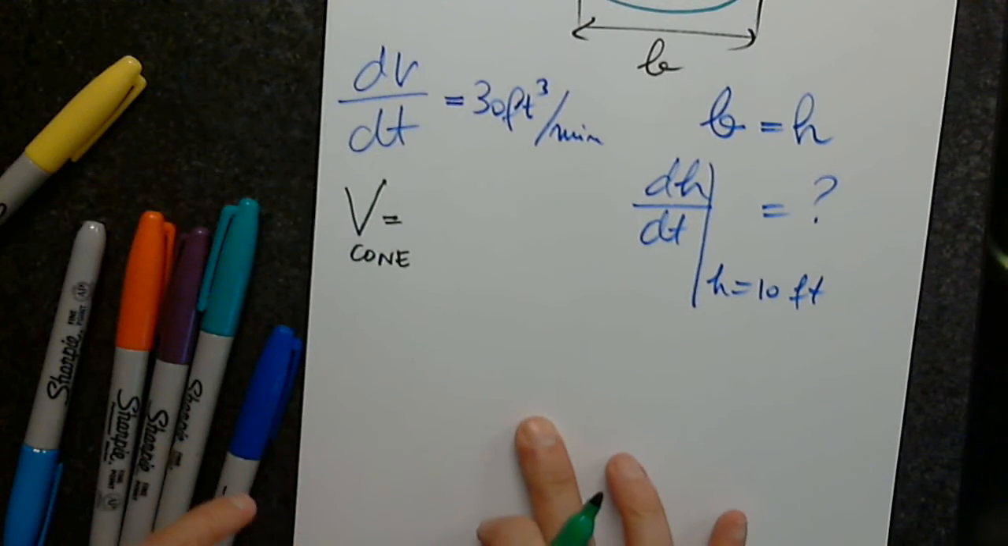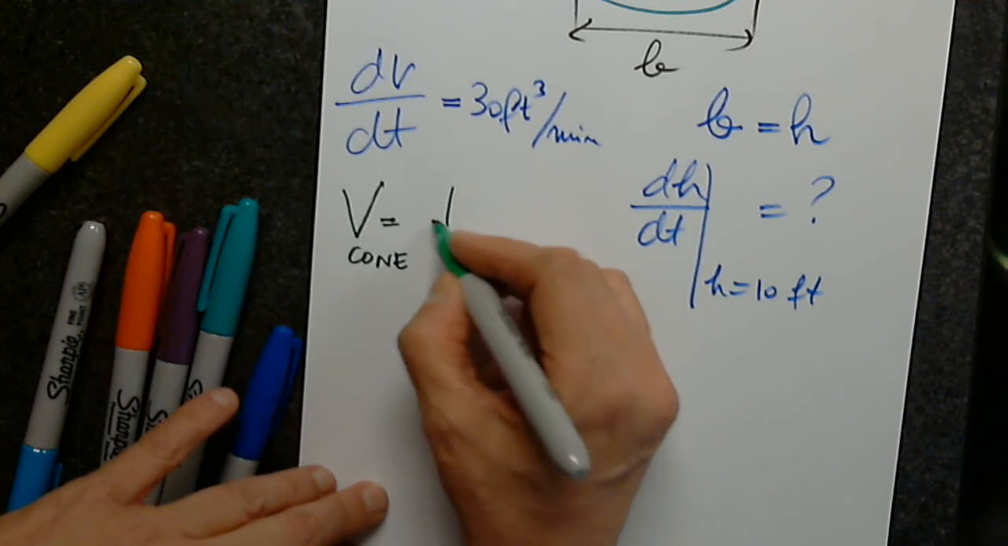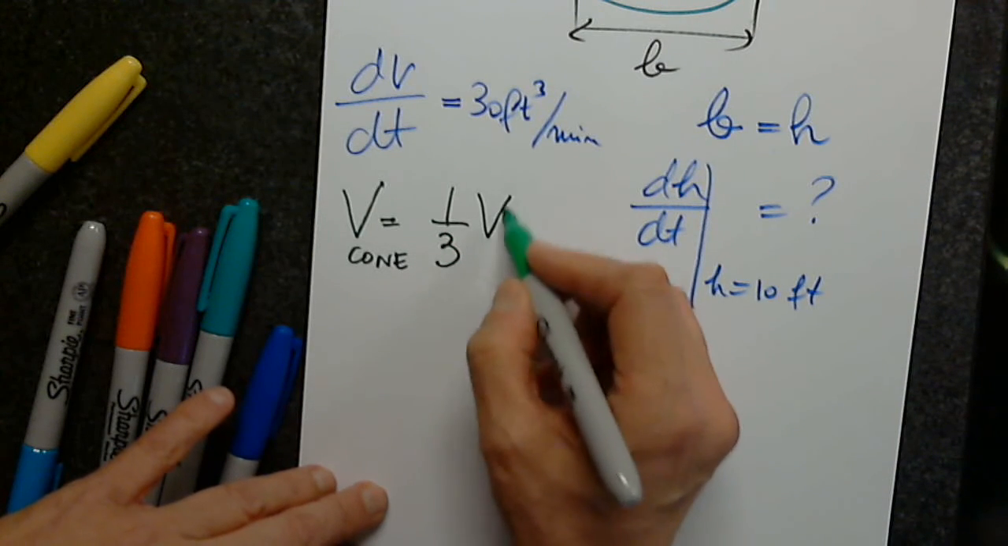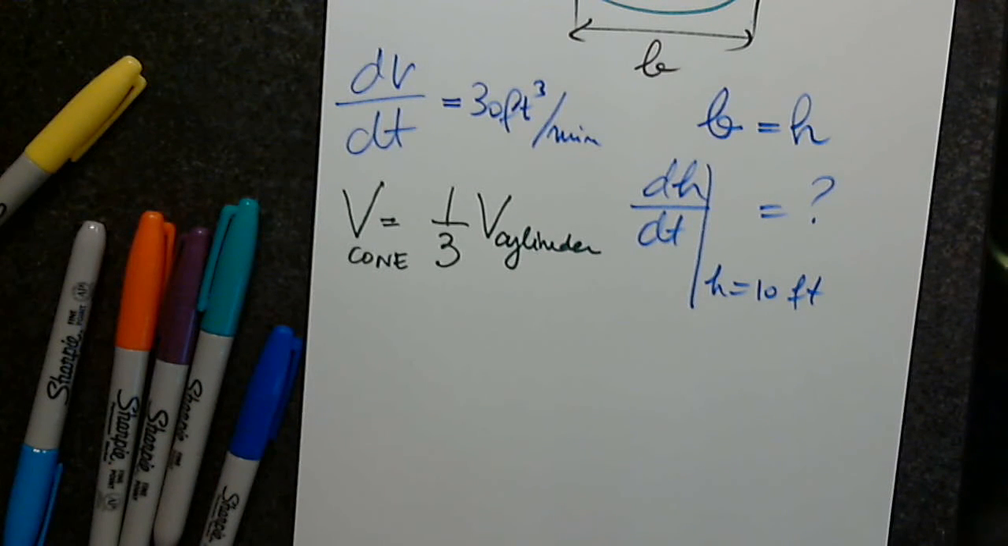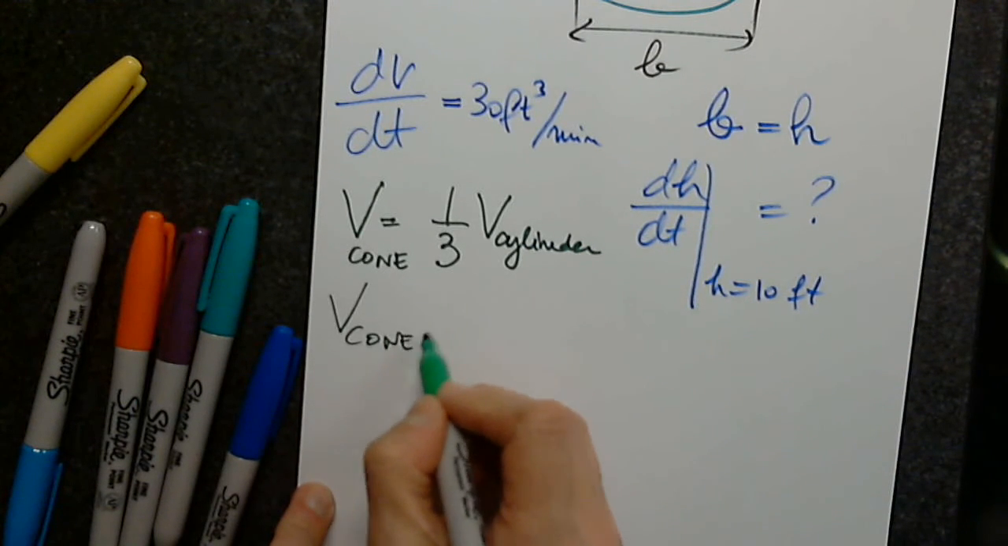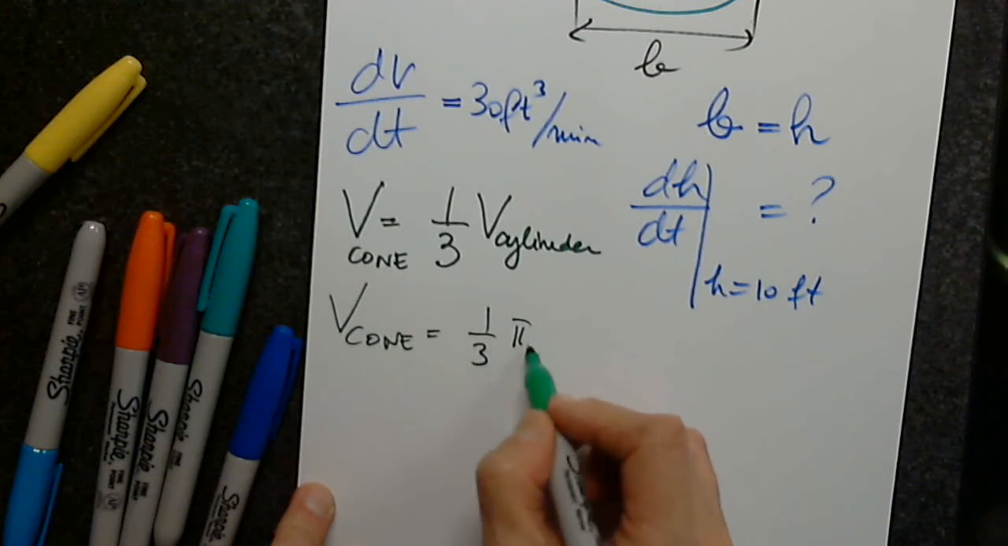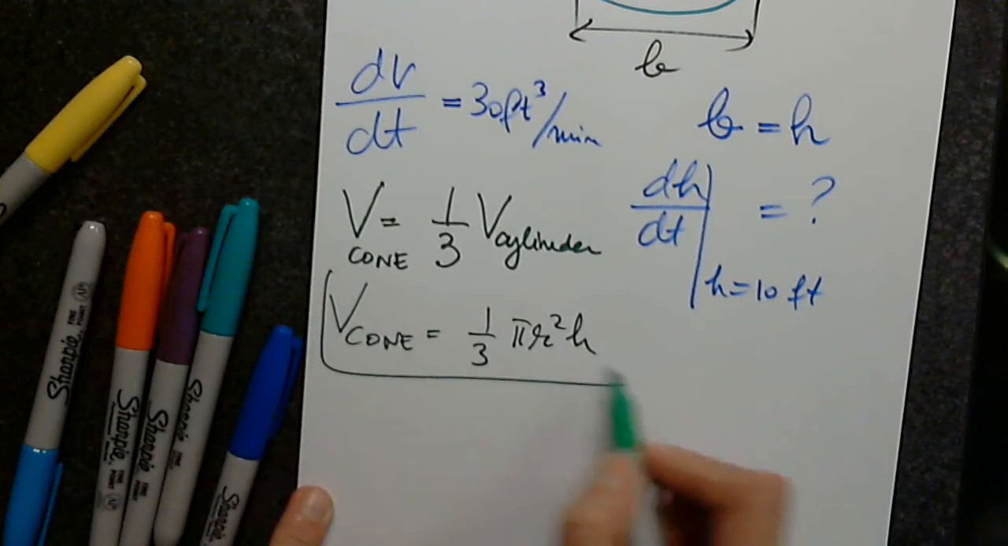So let me refresh your memory: the volume of a cone is a third of the volume of the cylinder. The volume of a cylinder is always easy to remember. How do I remember it? Here's a cylinder. Area of the base times the height: pi r squared times the height. And the cone is 1/3 of it. So the volume of the cone is 1/3 pi r squared h.